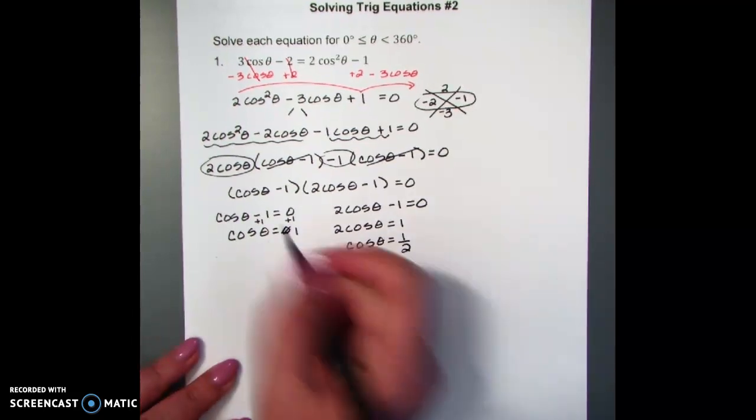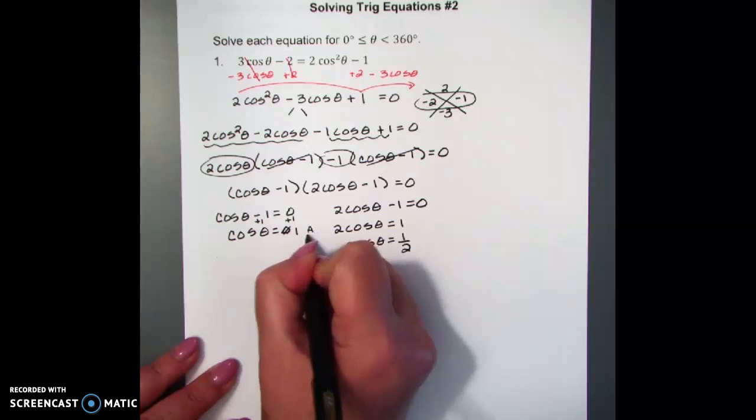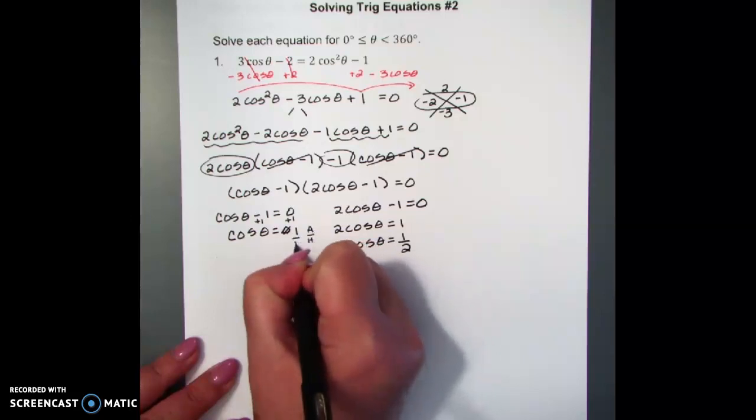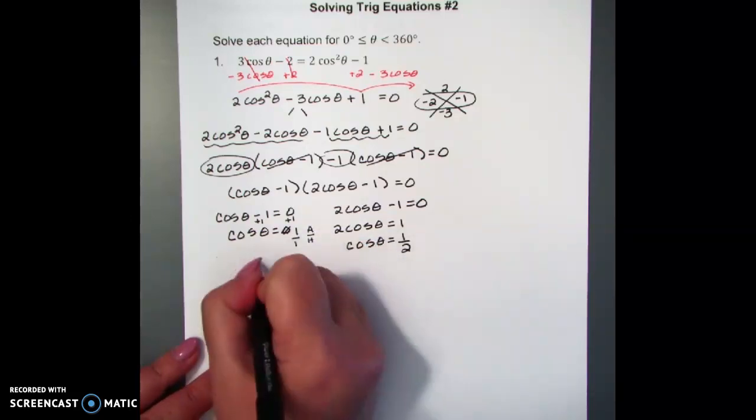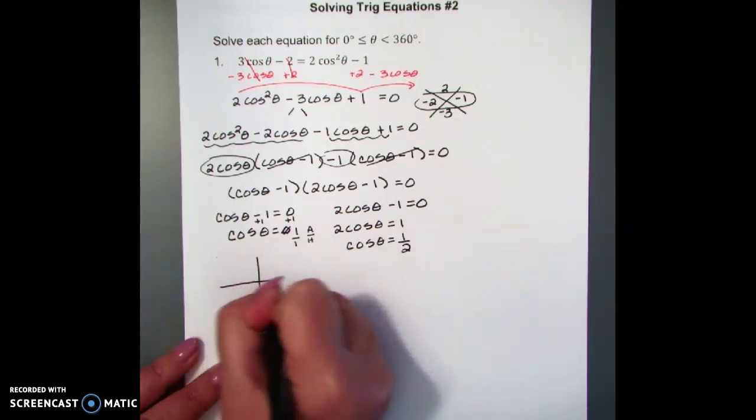All right, so on this one, since this is adjacent over hypotenuse, and my adjacent can never be the same length as my hypotenuse, that means that it is a unit circle question.